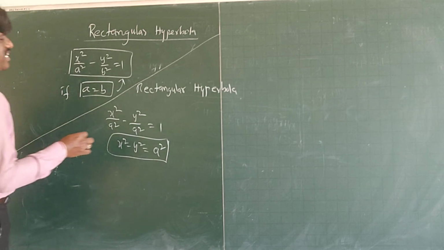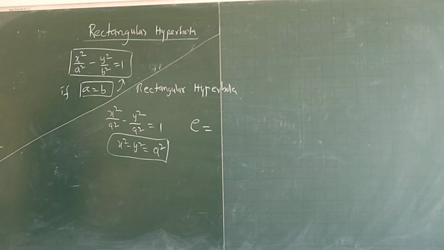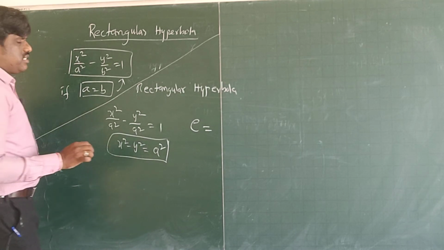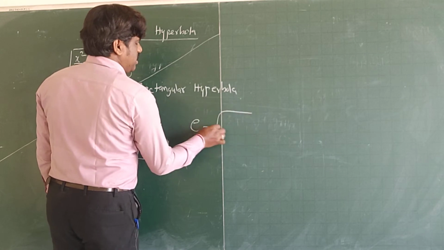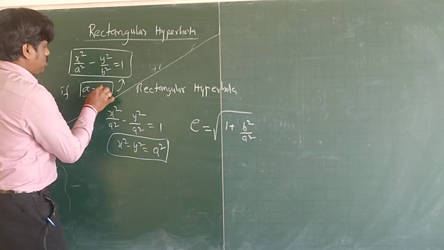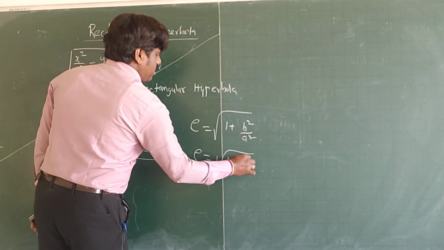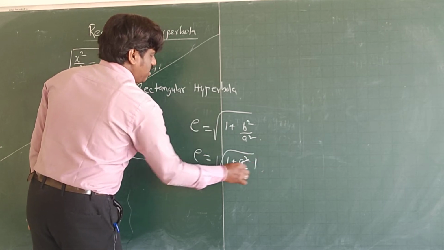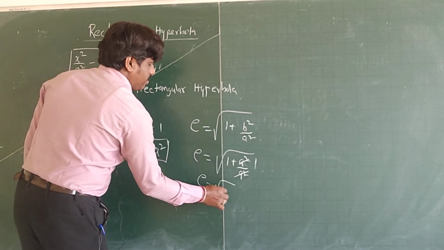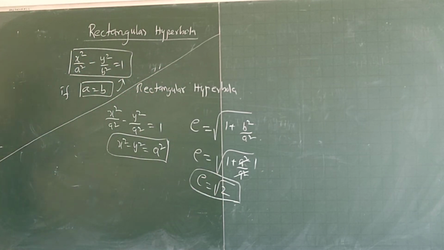Then you know the eccentricity of the rectangular hyperbola, whatever the a value may be. What is the formula? Hyperbola eccentricity is root of 1 plus b square by a square. But if a is equal to b, then this becomes root of 1 plus a square by a square, so it cancels. So e is equal to root of 1 plus 1, root 2. So the eccentricity of a rectangular hyperbola is always root 2.